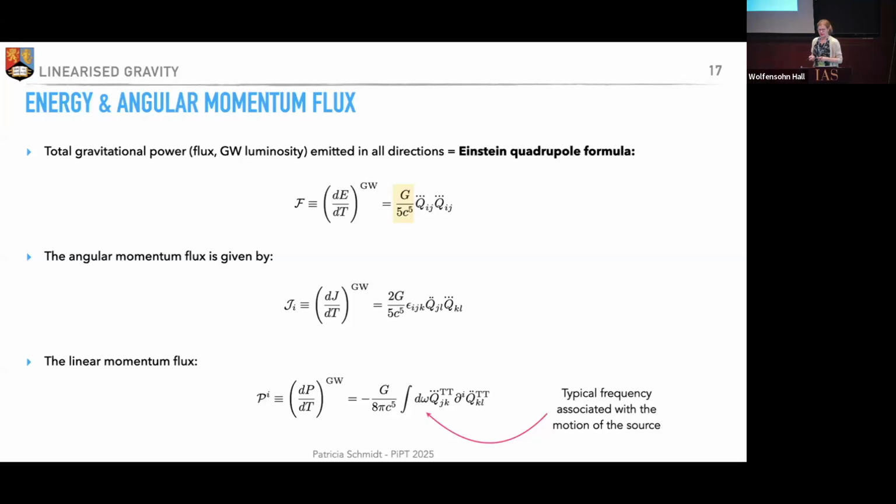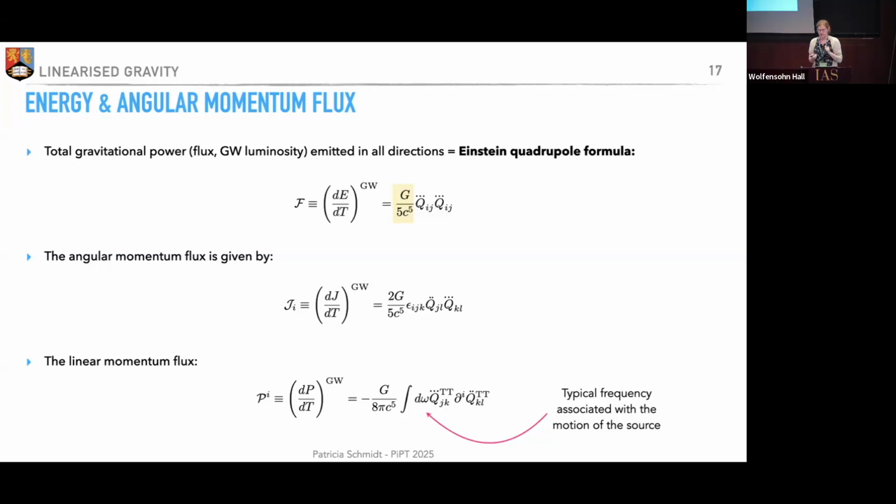Okay, and then the other thing that kind of falls out of nowhere, if you have ever looked at linearized gravity, is the flux or the gravitational wave luminosity. So the energy radiated over time in gravitational waves, which you also were introduced to this morning, which is proportional to the square of the third time derivative of the quadrupole moment. And you can define analogous ones also for the angular momentum flux and the linear momentum flux.